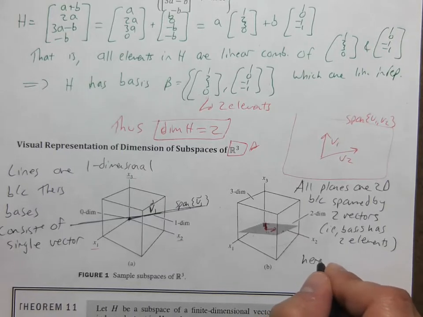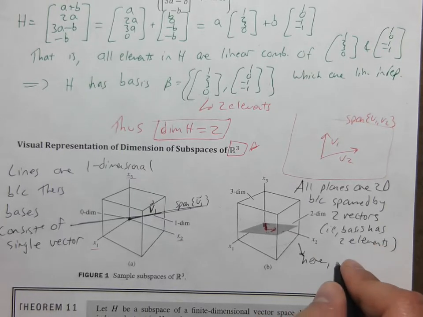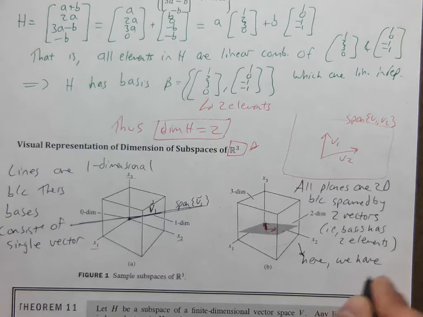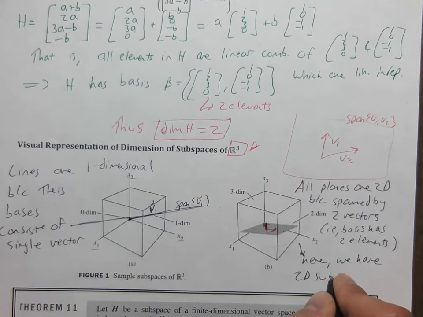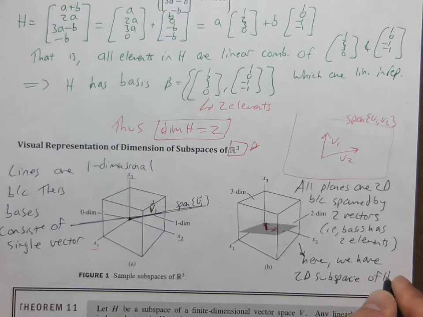So in this particular picture right here, we have a 2D subspace of R3, right? A two-dimensional subspace of a three-dimensional object, which is R3. So I hope that kind of gives you the idea about dimensions and sort of links your intuitive thought about what dimensions are to the concept of bases.